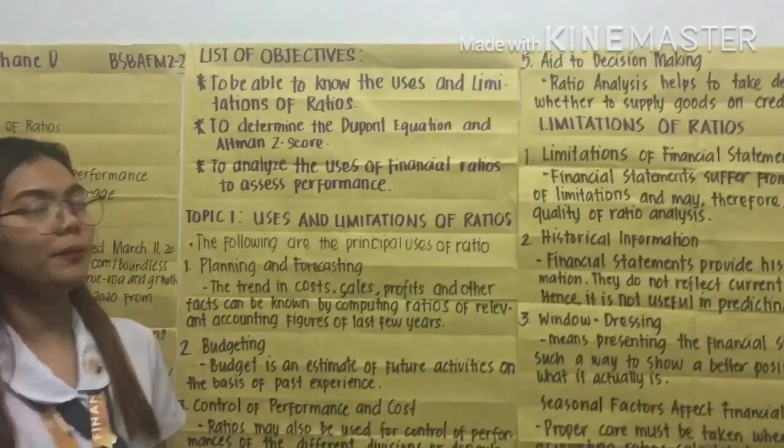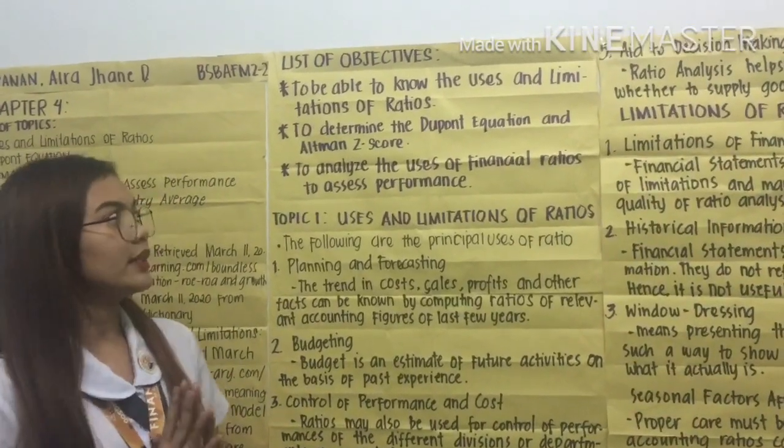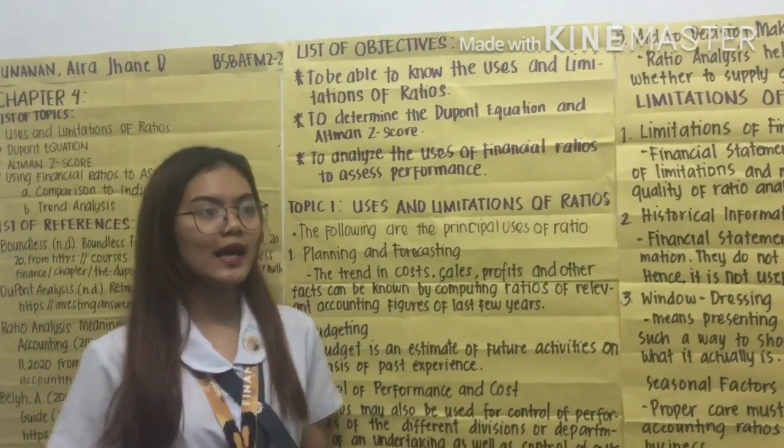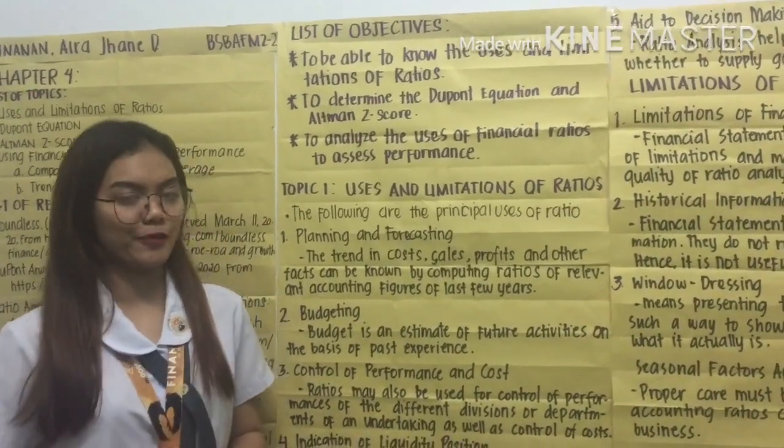So these are the objectives or goals of this lesson. First is to be able to know the uses and limitations of ratios, to determine the Dupont equation and Altman Z-score, and last is to analyze the uses of financial ratios to assess performance.